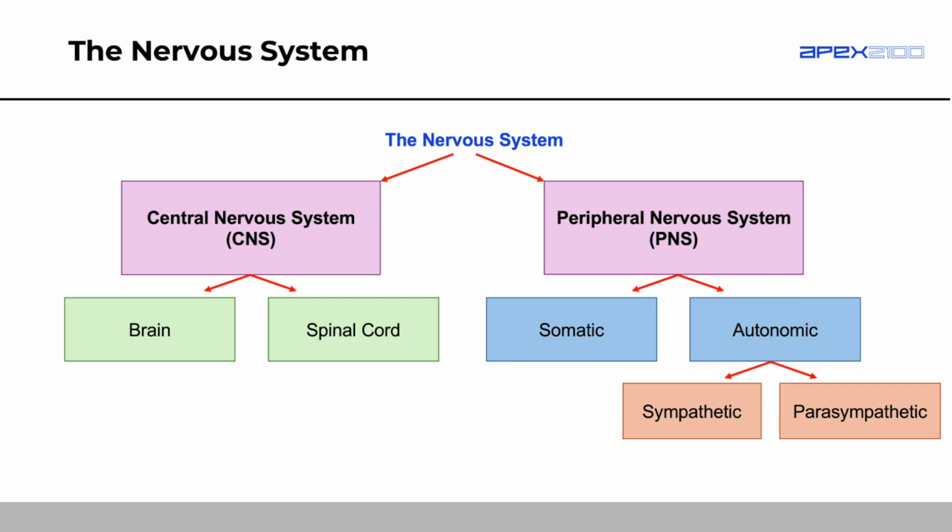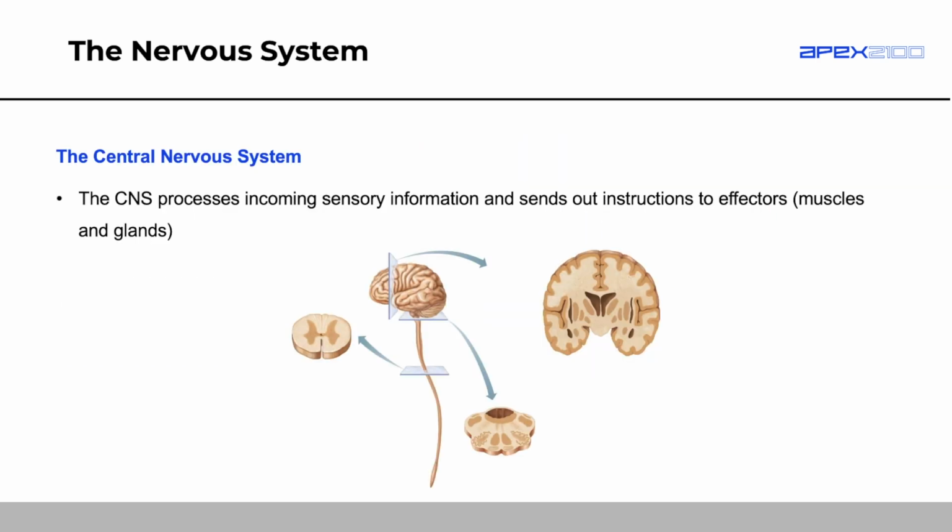So the somatic nervous system controls our voluntary movements. It transmits signals to our skeletal muscles. And the autonomic system is automatic. Think autonomic, automatic. It controls involuntary actions. And this one's divided again into sympathetic and parasympathetic. I'll get into what those are in a moment. But let's first have a look at the central nervous system.